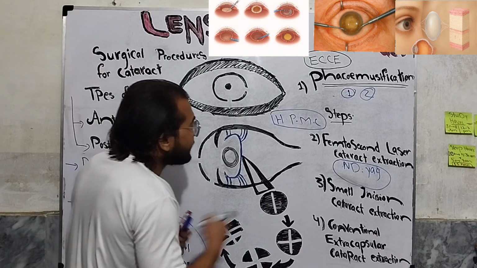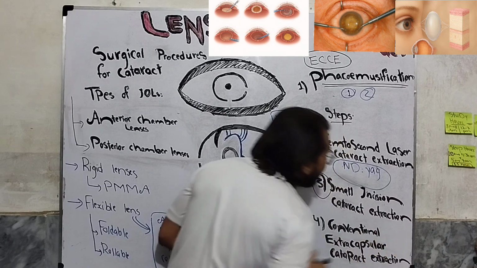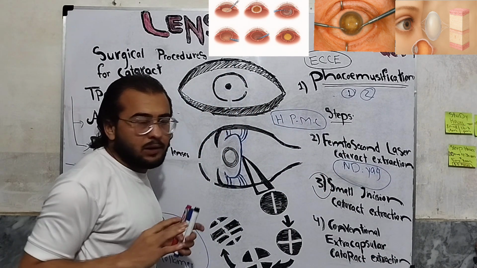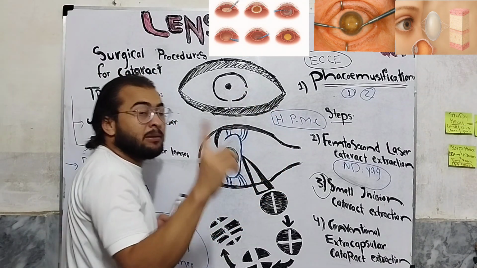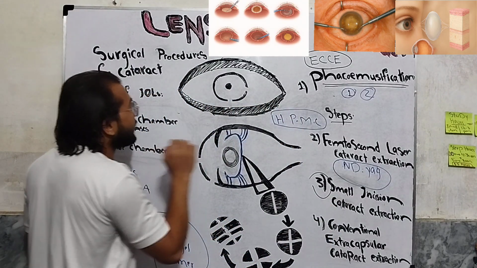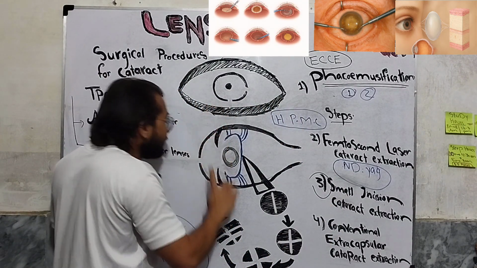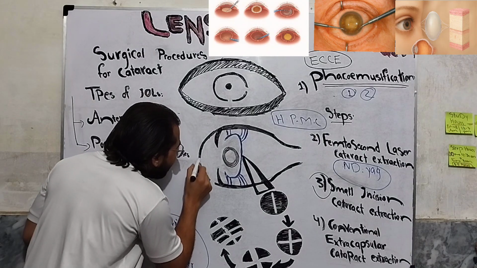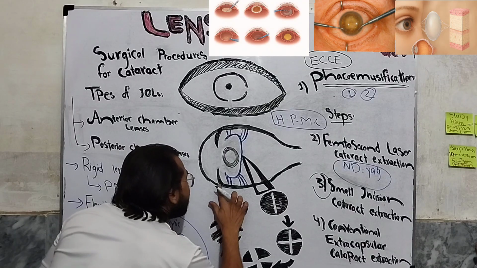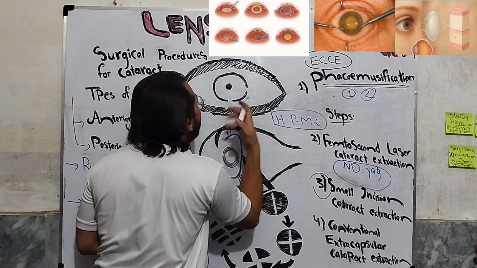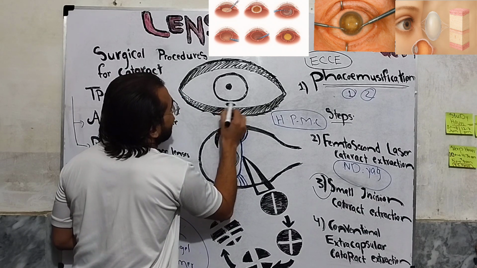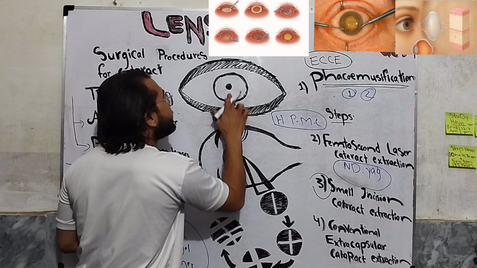Now, the third surgical procedure is small incision cataract extraction. In this procedure, all the processes are manual. Remember, there is no corneal incision in small incision cataract extraction surgery. We are making a tunnel, a sclerocorneal tunnel. For example, this is the sclera and this is the cornea. So we will make a sclerocorneal tunnel.